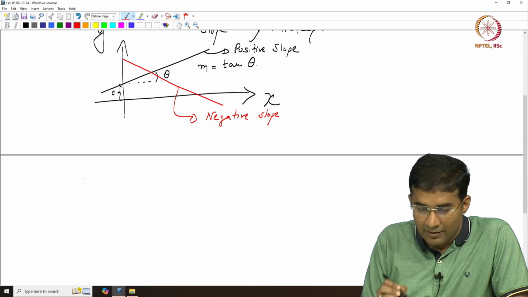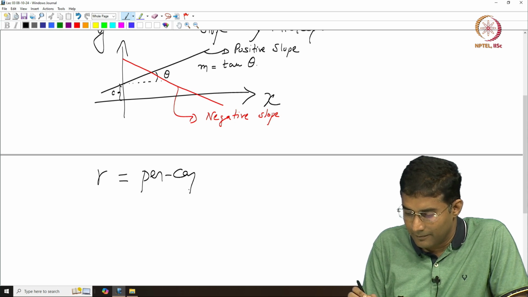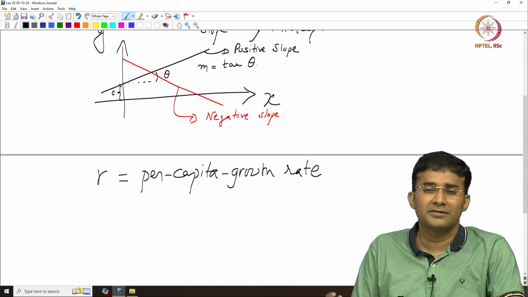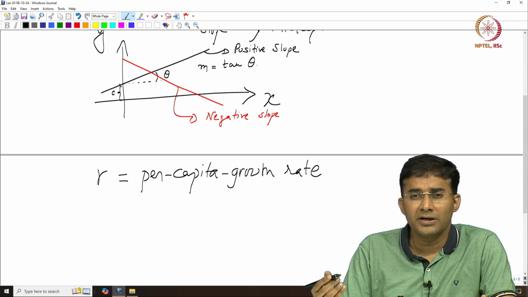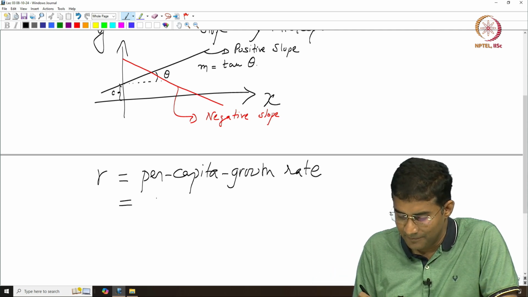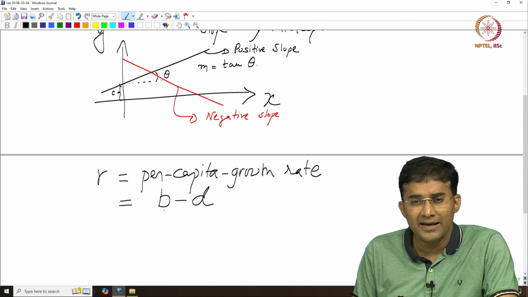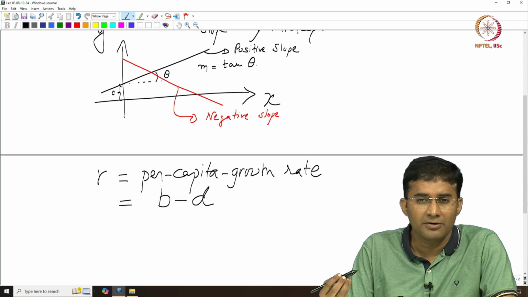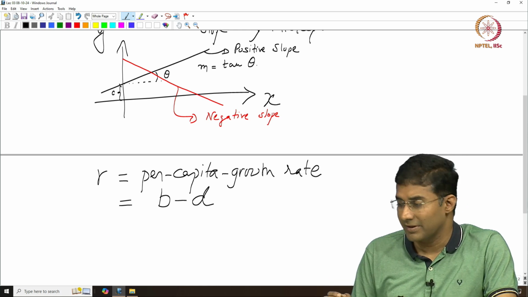Let us write down R as the per capita growth rate, and per capita growth rate basically means at the population level, if we normalize the growth rate per individual, what is that going to be, and this is basically the per capita birth rate minus the per capita death rate, where B again is basically the number of offspring per unit time, and D is basically a measure of death per unit time, okay. And all these entities are measured per individual.